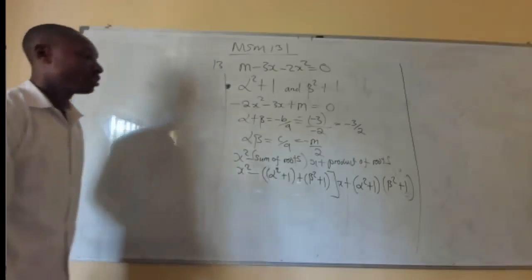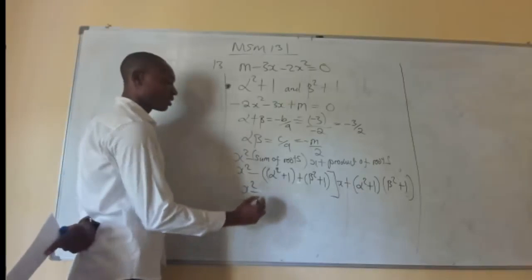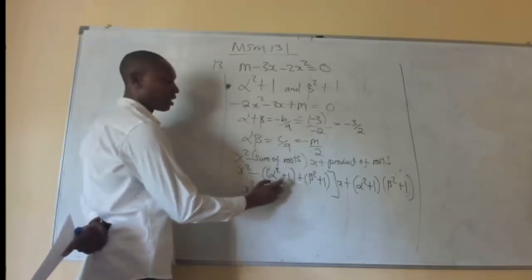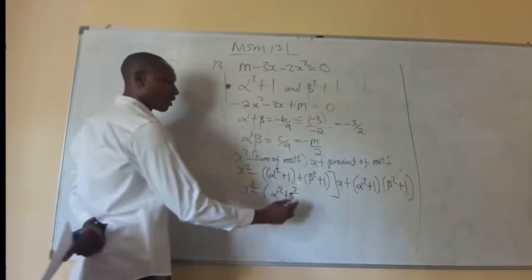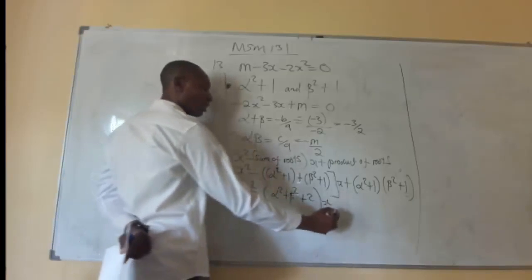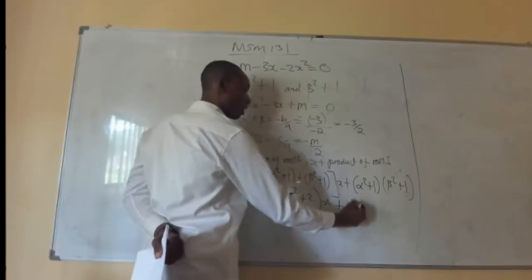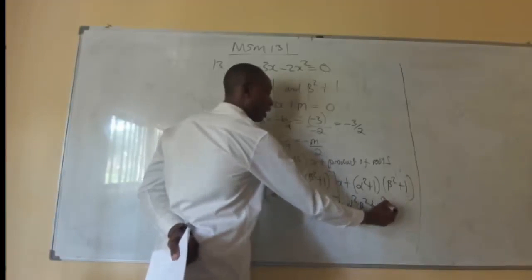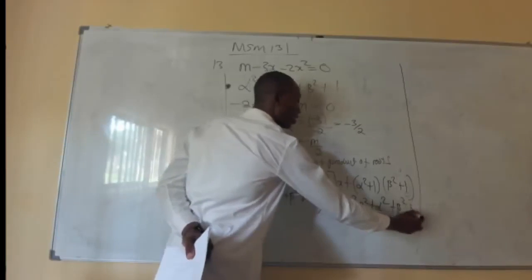Okay, so we need to find the sum and the product. So what is the sum here? This can be written as x squared minus alpha. Remember, it's just like removing the brackets, alpha and alpha. So I want to write it as alpha plus beta squared. Then 1 plus 1 is 2, x, then plus the product. So the product, alpha times this is alpha squared beta squared. Alpha squared times 1, alpha squared, 1 times beta, beta squared, 1 times 1, 1.